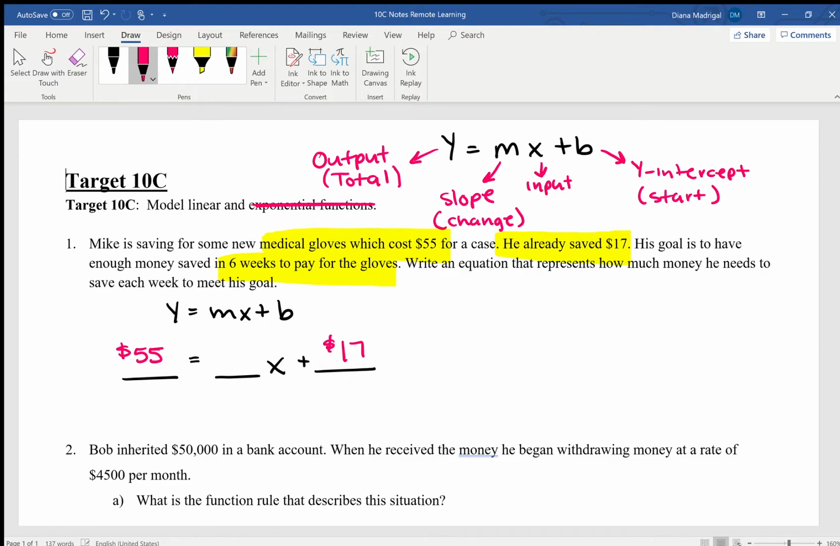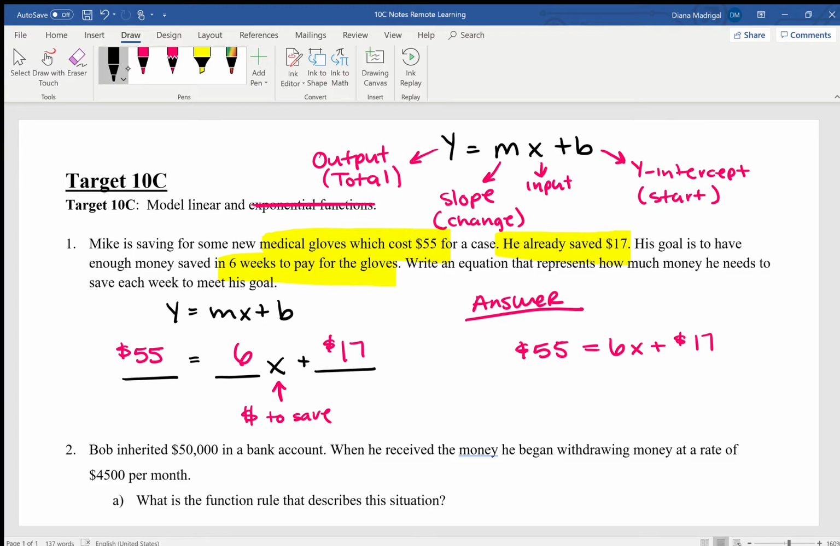I have $17. His goal is to save enough money in 6 weeks. So I know the change is going to be in 6 weeks. Do I know how much money I'm going to save? No. That's what X stands for, the money that you need to save each week. So that is my final answer. My answer for this is $55 equals 6x plus $17. We're not solving anything, we're just writing the function.